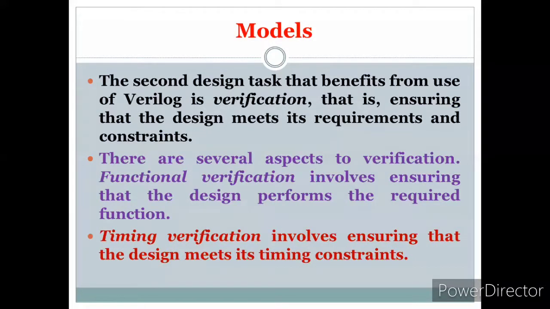The second task that benefits from the use of Verilog is verification. That's another important task which needs to be concentrated on. Whatever model we are designing, if it is not working properly, then what is the use? The model we are designing has to be verified perfectly, and only then should it be given to the manufacturing level. If you are not verifying it and you give it to manufacturing, huge money is lost if it is not working properly. Once the product is manufactured, it cannot be redesigned. The entire cost will be wasted.